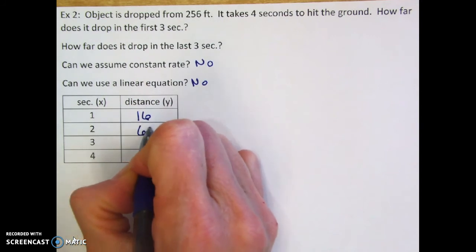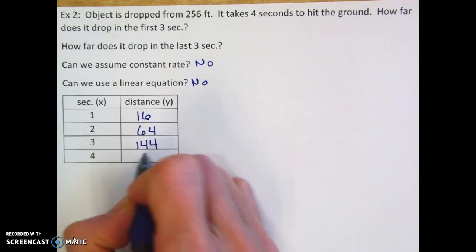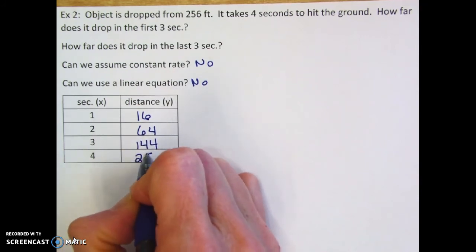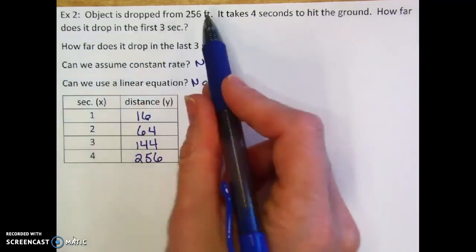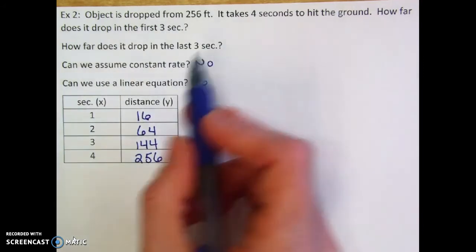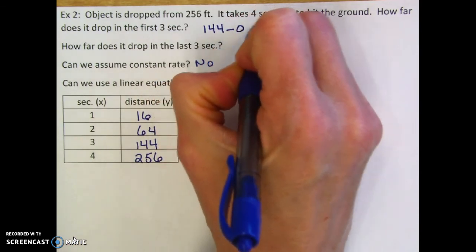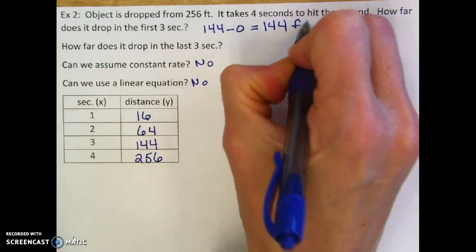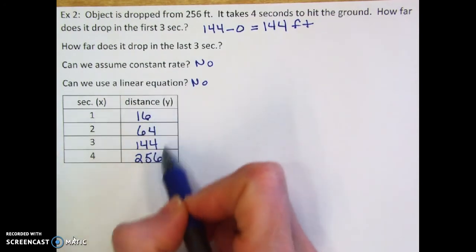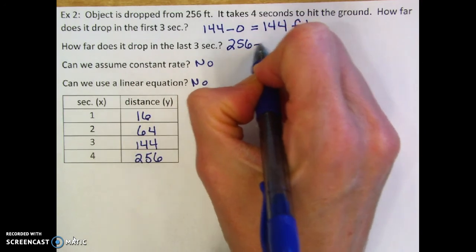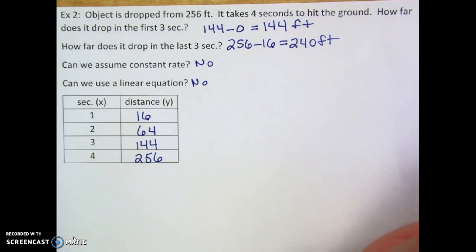So let me fill some numbers in here. After 1 second, it's dropped 16 feet, 2 seconds, 64 feet, 3 seconds, 144 feet, and 4 seconds is 256 feet. Answering the first question, how far does it drop in the first 3 seconds? Well, from time 0 to time 3, it went 144 feet. And the last 3 seconds, from 16 to 256, so 256 take away 16 will give you the 240 feet that it dropped in the last 3 seconds.